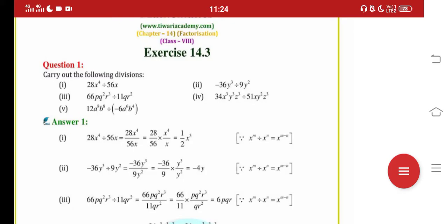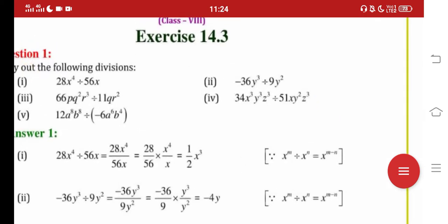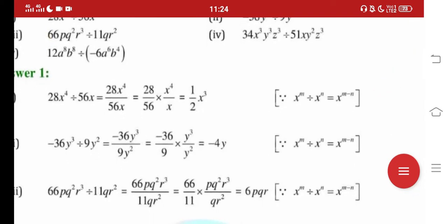Starting with exercise 14.3, we have to carry out some divisions. See what is given in question number 1. Carry out the following divisions: 28x⁴ divided by 56x. Now, if a divide sign is given, you can write it in fraction form also, like 28x⁴ upon 56x.